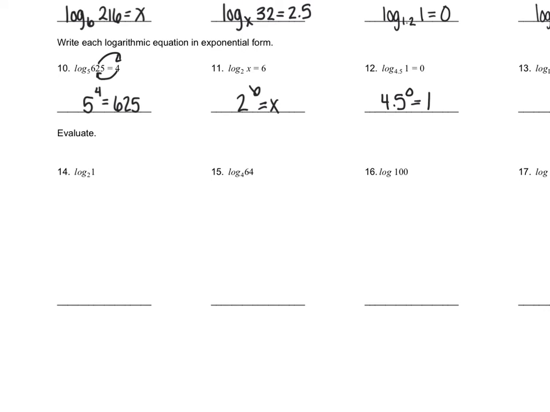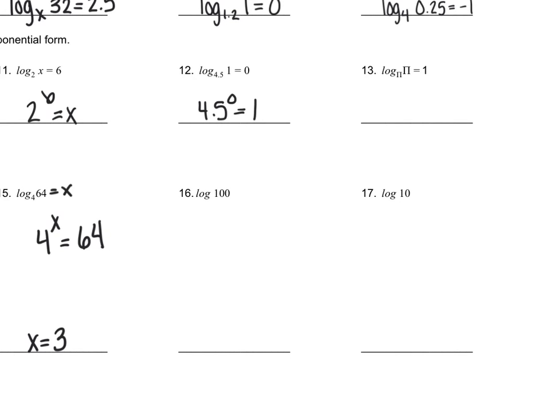And our last thing is to evaluate. So remember, we write equals x. We put this into exponential form where we switch the 1 and the x and drop log. And now we say 2 to what power gives you 1? Well, anything to the power of 0 gives you 1. For number 15, we write equals x. We put it in exponential form. 4 to the what power gives us 64? That we know by using our calculator, it's 3.